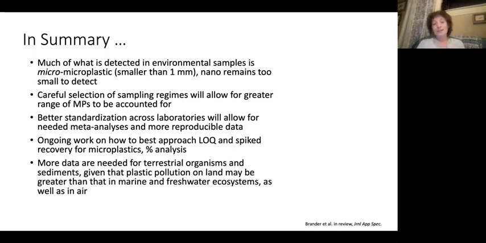We need a lot more data for terrestrial organisms and sediments, biosolids. Plastic pollution on land may be greater than that in marine and freshwater ecosystems, as well as in the air. This field started with a focus on the oceans, on marine microplastics, but really it's shifting to include analyses of matrices from every space, because we know that micro and likely nanoplastics are everywhere, everywhere we look.